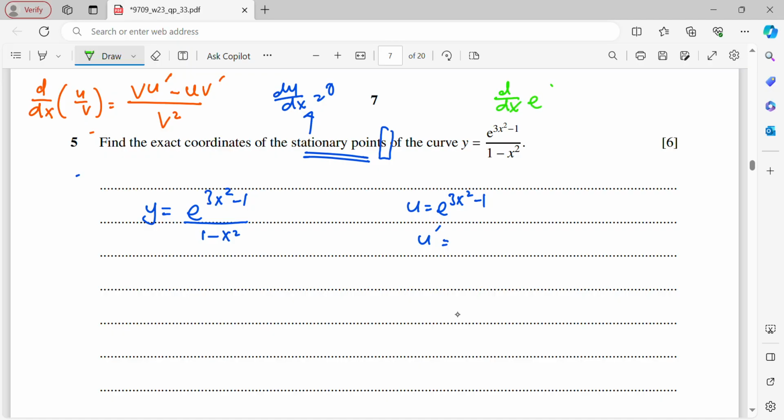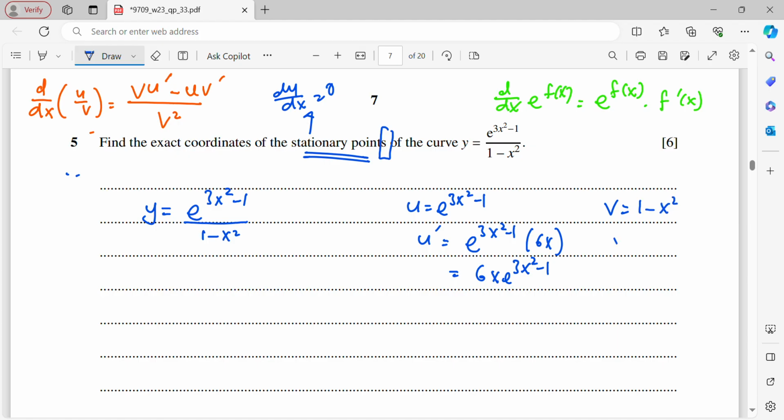So differentiate exponential function, it is just to rewrite the whole exponential function, and now you differentiate f(x) to get f prime x. Which means you rewrite the whole e, then you differentiate the power of the e. So when you differentiate 3x squared minus 1, it will be 6x. So when I rewrite, I will get 6x e^(3x squared minus 1). Then my v is 1 minus x squared. So v prime will be negative 2x.